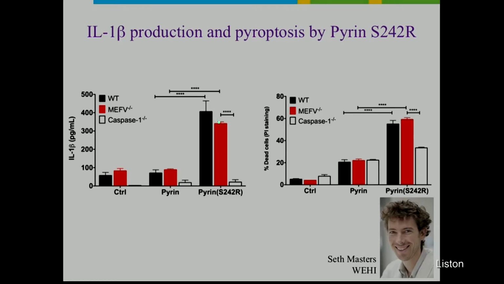This is not dependent on endogenous Pyrin, because if we knock out endogenous Pyrin, we still see plenty of IL-1 beta production, but it is directly dependent on caspase 1. So it is working through the classical inflammasome pathway, which is caspase 1 dependent. And the same results more or less hold true for pyroptosis.